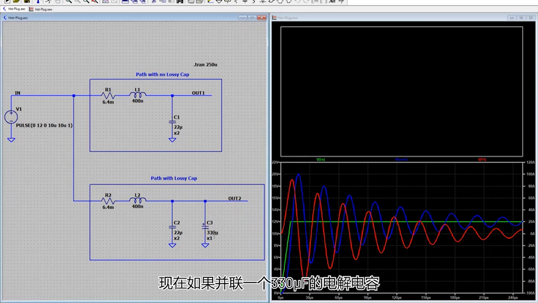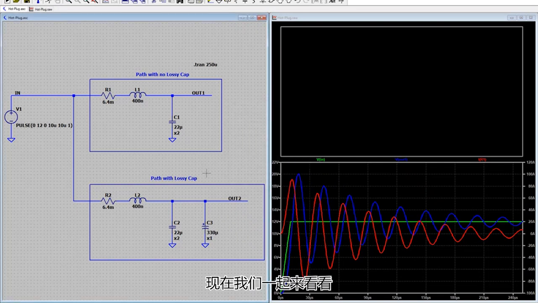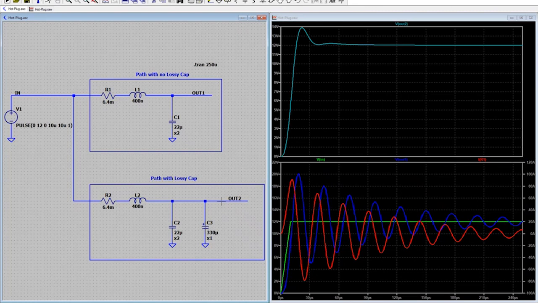Now, if I put a 330 microfarad electrolytic in parallel, the cap that I've chosen for this position has an equivalent series resistance of 1/10 of an ohm, or 100 milliohms. So that's much larger than the series resistance of the ceramic cap. But it will provide some benefits. And let's take a look at that now. So here, I'm going to look at this second output. And now we see, oh, it only overshoots to 14 volts.